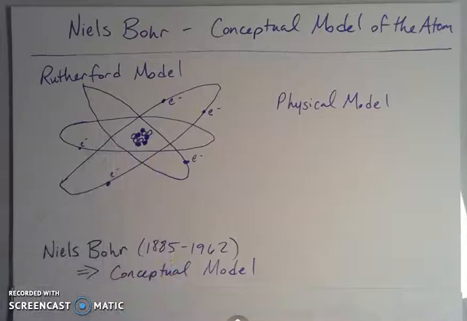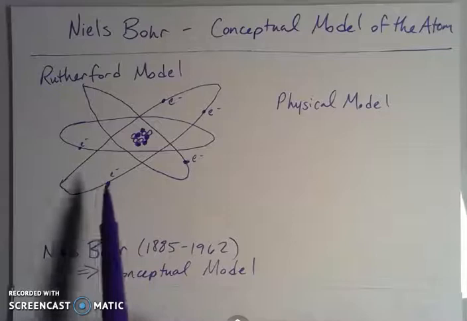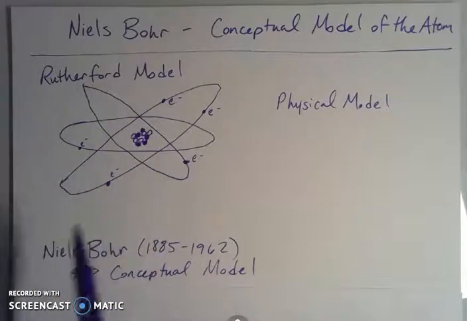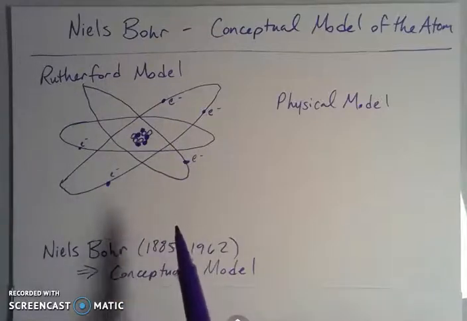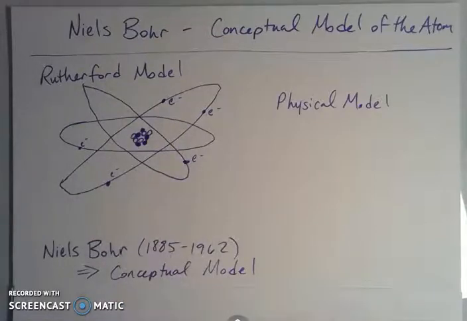This is sometimes called the planetary model. I refer to it as the Rutherford model because the planetary model is also used for the model we're going to talk about today, which is Niels Bohr's model. So I like to try to disambiguate that a little bit and just focus on the people and not necessarily what it looks like, although this obviously is in reference to kind of the solar system here with the Rutherford model being called the planetary model.